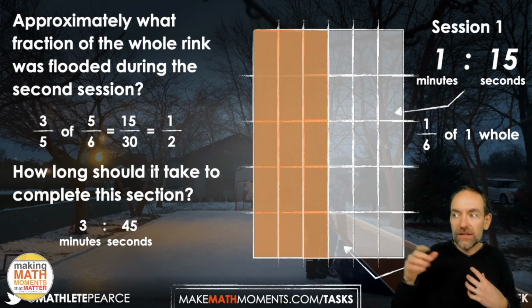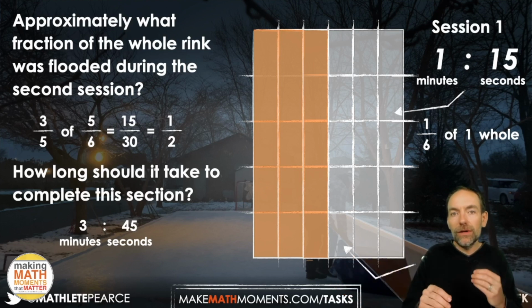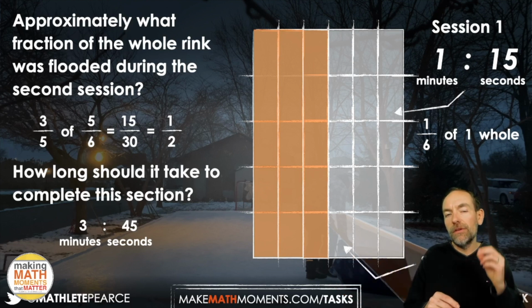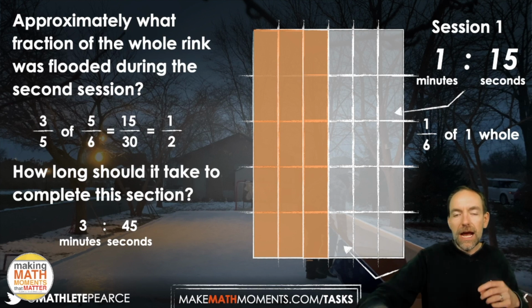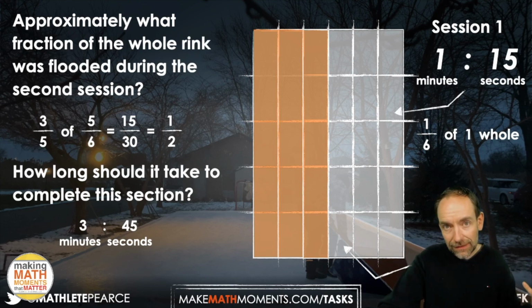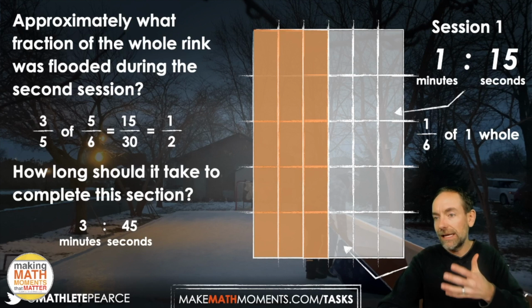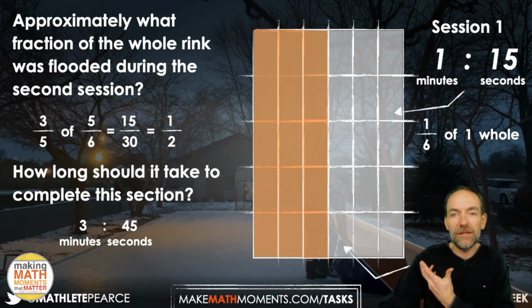We know it's 3 groups, but I'm wondering, how did you know and how can you prove it mathematically? Now, if you're like me, for many years, I probably would have had a hard time articulating that. I would have been able to give you an answer. I would have been able to tell you it's 3 groups of 1 minute and 15 seconds.